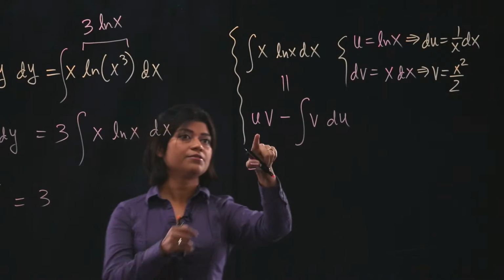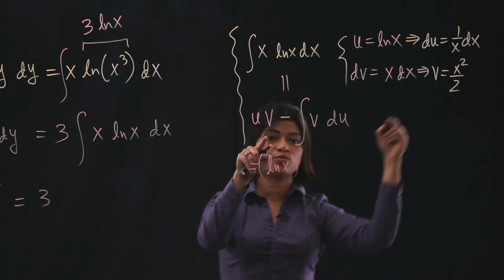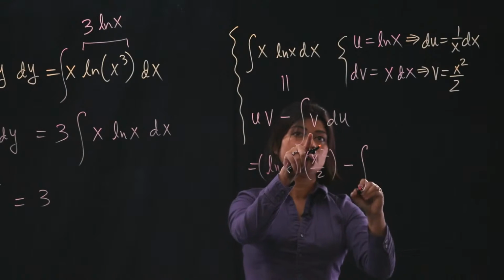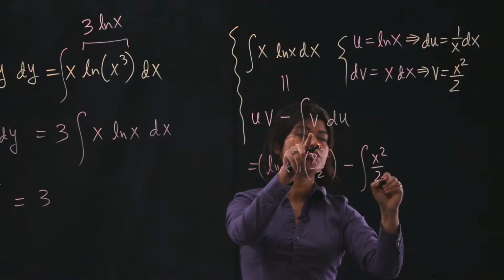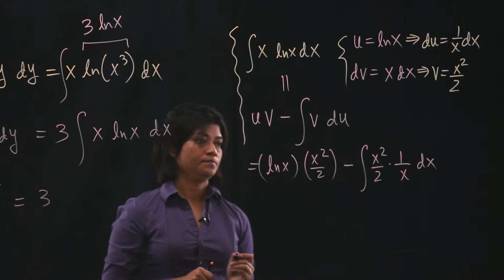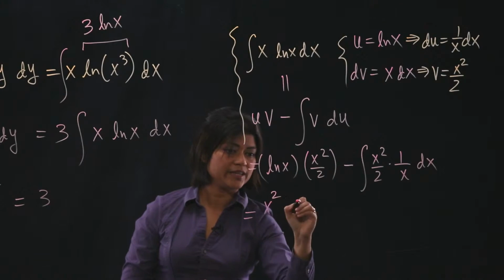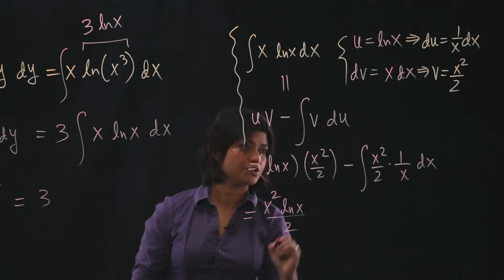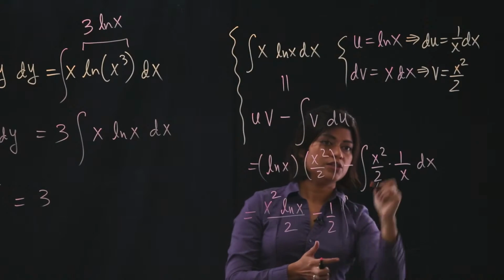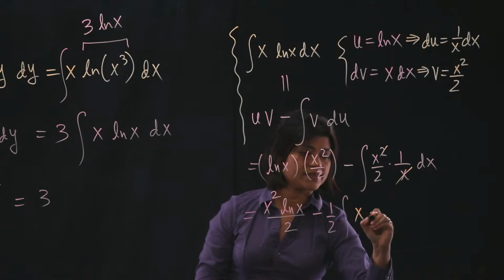All right, let's write down everything. u is ln of x, v is x squared over 2, minus integral, v is x squared over 2, and du is 1 over x dx. Okay, so first term, we don't have an integral, so you just keep it as it is, x squared natural log of x over 2, minus, you take out 1/2, and notice inside the integral, you have x squared divided by x. So you can cancel one of them, and you will just have x dx.